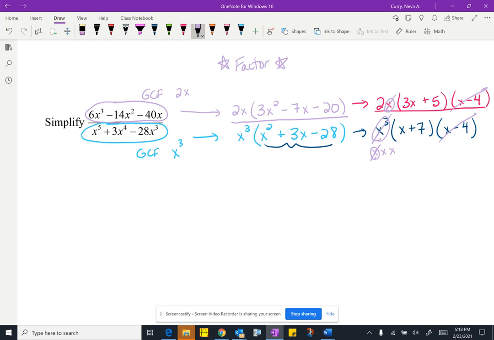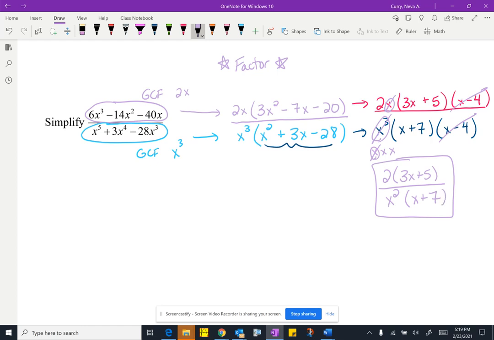So if we look at what's remaining and what has not been canceled out, we have a 2 times the quantity 3x plus 5. Then nothing else is left up in the numerator. In the denominator, the x cubed had one of the x factors canceled, so we're left with x squared, x times x, and then we also have x plus 7. And this is what the fraction simplifies into.